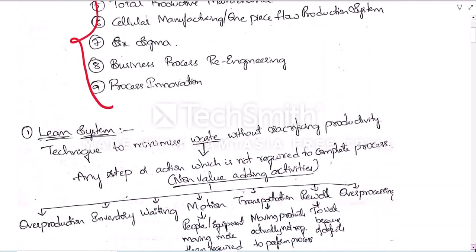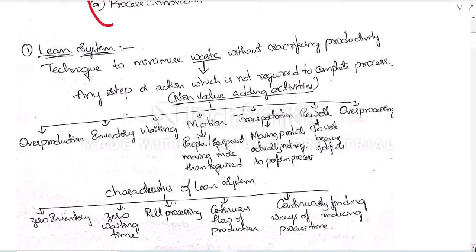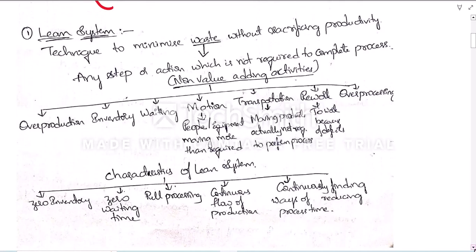Coming to the first topic, lean system. First we should understand what is meant by it. Then only we can understand the next process. So it is a technique to reduce the waste. Waste is anything, any non-value added activity which is not required to complete the process, is called waste. In order to reduce that, we follow lean system. So waste can be overproduction, inventory, waiting, motion, transportation, rework, and overprocessing.